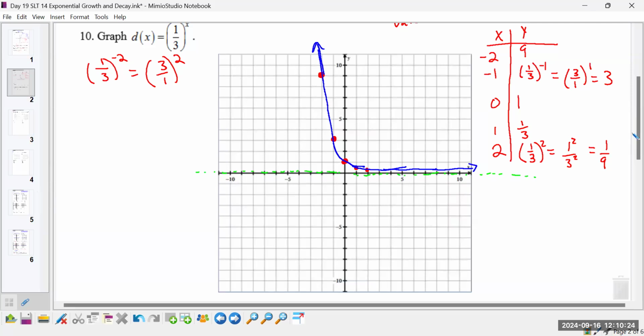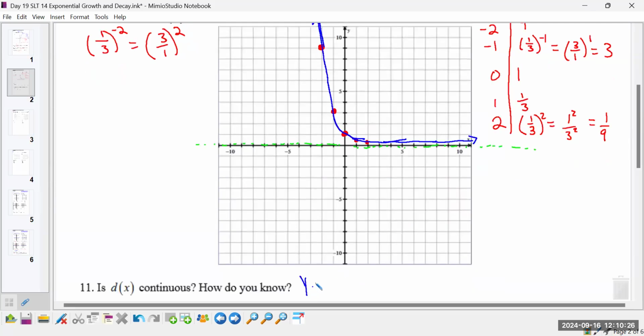Okay, questions at the bottom. Is it continuous? Yes. How do I know? I can draw this with one pencil. If I take my highlighter, I can highlight this graph without picking up the highlighter. Well, there, one line. So it is continuous.